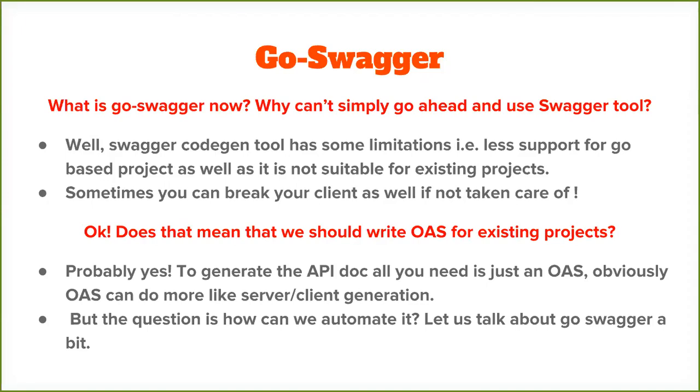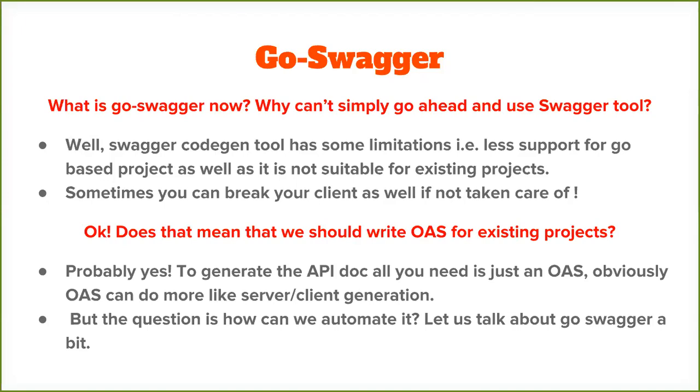Like, you changed your specification, you upgraded something, and you didn't take care of that in your server code, so it can break you. It does not remind you how you should deprecate your API or about backward compatibility. So the question is, what should we do for existing projects? Does that mean we should write our OAS, that is, the spec file? Probably the answer is yes.